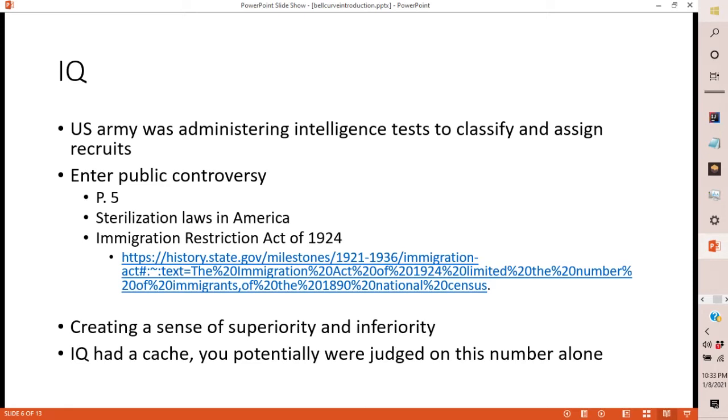16 states passed sterilization laws. There was an objective to get rid of mental retardation. That was one of the public policies, and a quote here from Justice Oliver Wendell Holmes: "Three generations of imbeciles are enough." And then what do we have here? In the 1920s, the House Committee on Immigration and Naturalization appointed an expert eugenical agent for its work, a biologist who was especially concerned about keeping up the American level of intelligence.